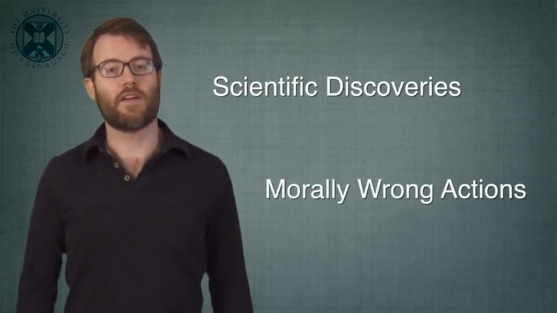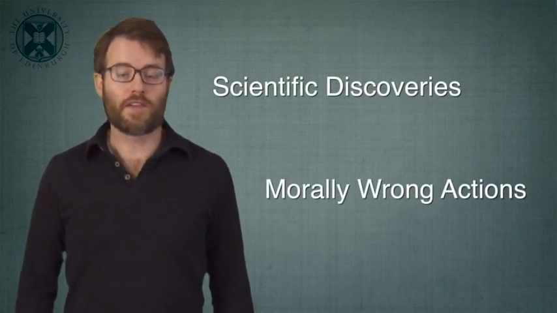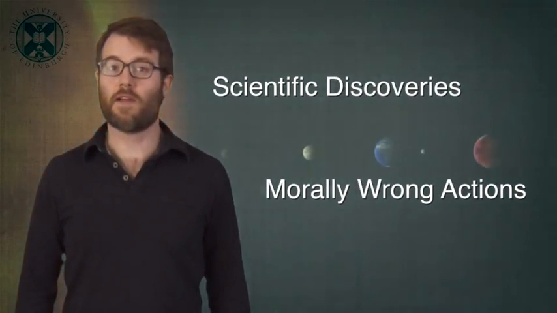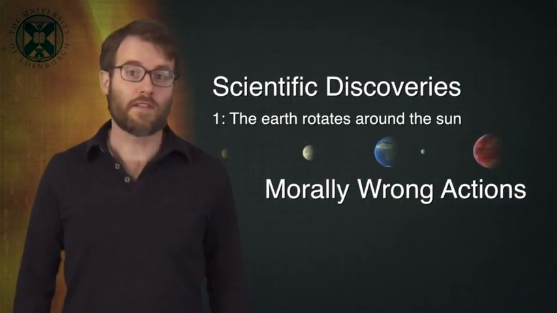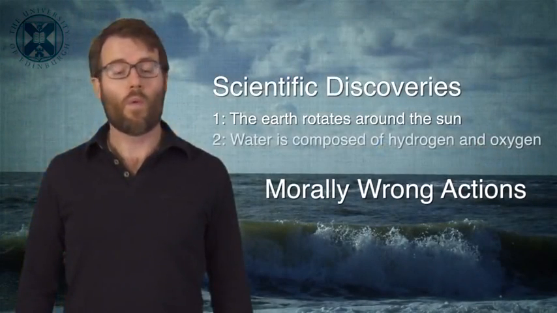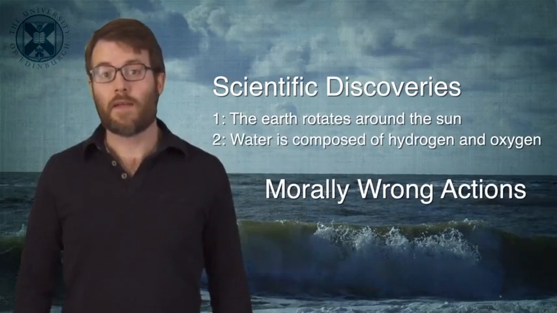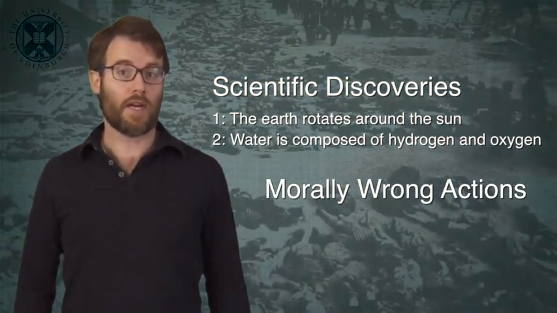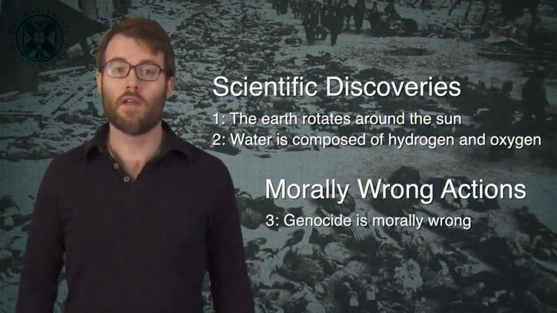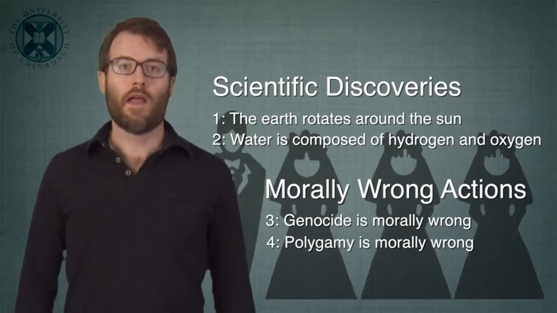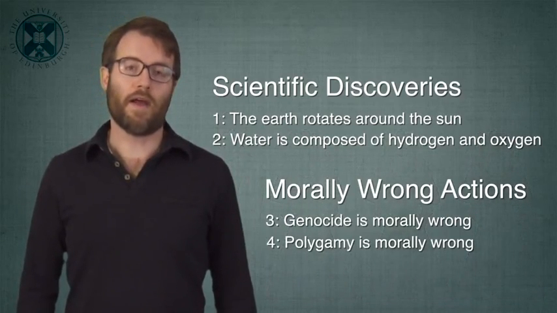Okay, we'll have four examples. Two examples of famous scientific discoveries, and two examples of actions that are morally wrong. I don't know what your examples look like, but here are mine. First, my examples of famous scientific discoveries are 1. The Earth rotates around the Sun. 2. Water is composed of hydrogen and oxygen. Second, my examples of morally wrong actions are 3. Genocide is morally wrong. And 4. Polygamy is morally wrong. It's not important whether your examples agree with mine.